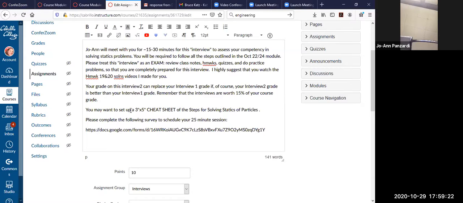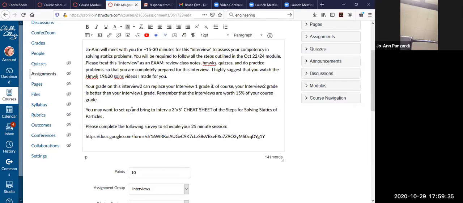You may want to set up and bring to interview 2 a 3x5 cheat sheet of the steps for solving statics problems. And you know where those are, right? They're in the October 22nd, 24th module.